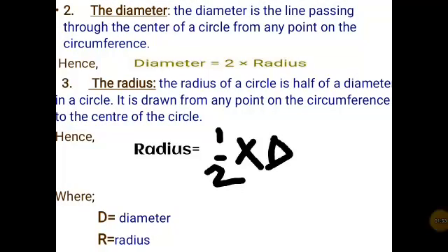Now, number 2, the diameter. The diameter is the line passing through the center of a cycle from any point on the circumference. That is, the diameter is passing through the center of the cycle. I will explain also with that diagram. But before that, you see the formula of diameter is written boldly here. Hence, diameter is equals to 2 times radius.